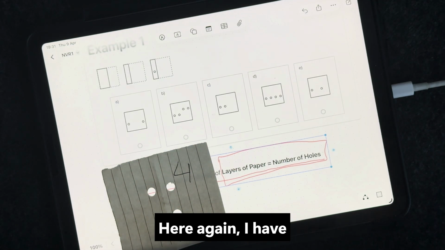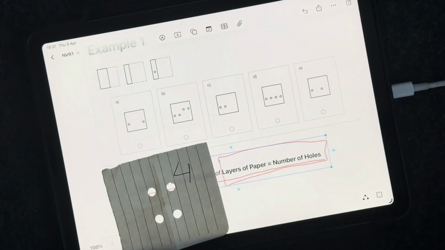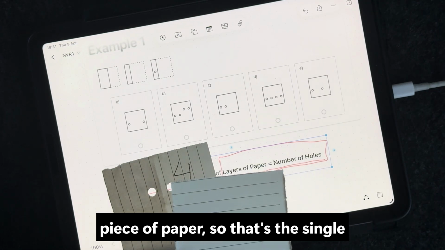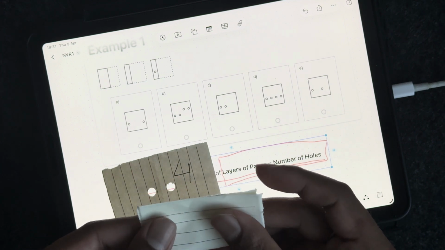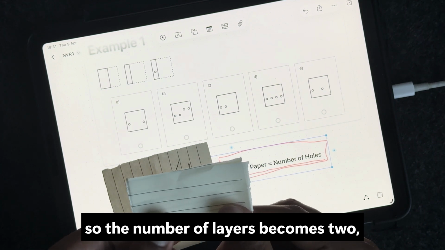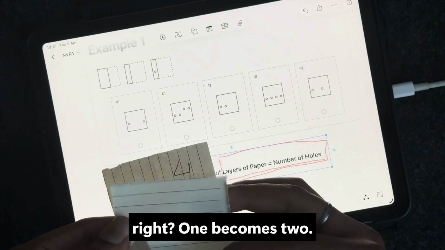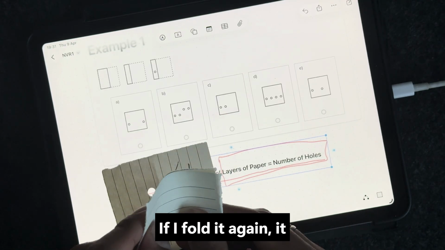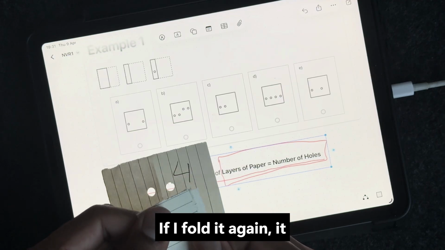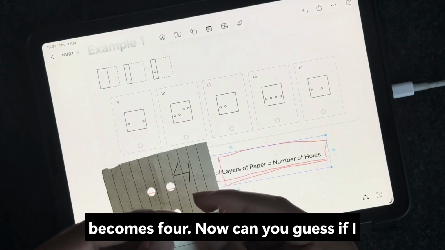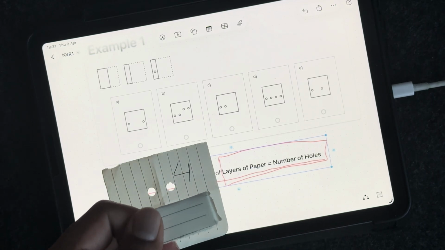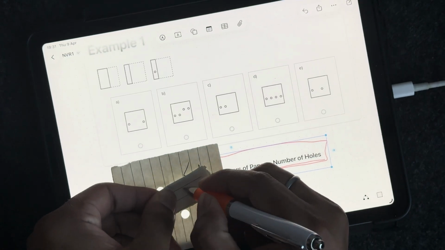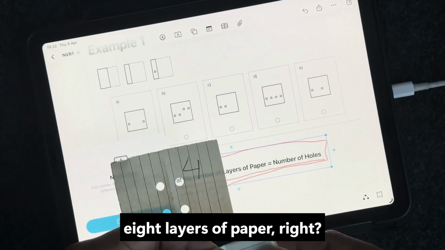Here again, I have this piece of paper. So that's the single fold. I fold it once. So the number of layers becomes 2, right? 1 becomes 2. If I fold it again, it becomes 4. Now can you guess, if I fold it again, how many layers of paper does it become? Correct. So there are 8 layers of paper, right?